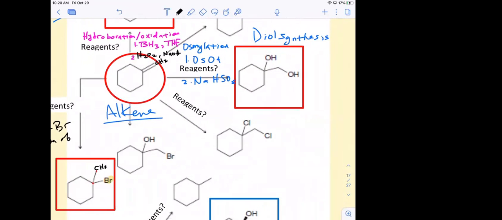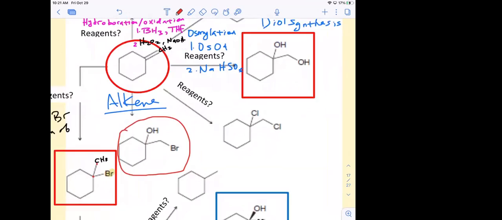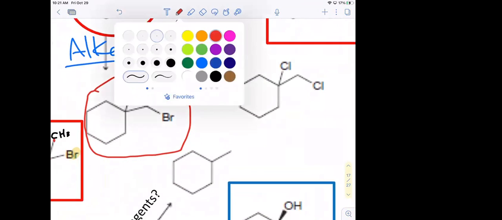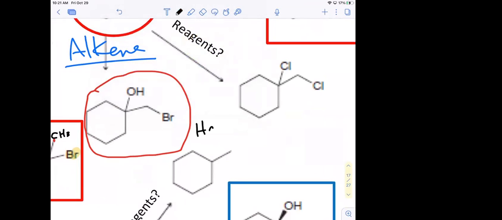All right. This is not circled. Well, it wasn't, but it is now with my crappy handwriting. How would you make that? First of all, what type of product is that? It's a halohydrin product. Come on, man. Who is that? Chester? Taj. Come on, Taj. It's a halohydrin. Very good.